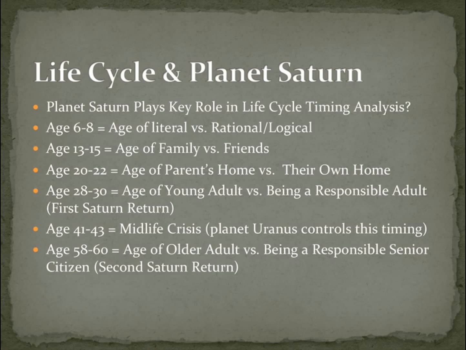Saturn, approximately every 7 years from the time a baby is born, signals through life-altering events when a person needs to move to the next level or stage in life. Between the ages 6 through 8, children have events that occur that will move them from being very literal about life to being more rational and logical. For example, a child is told at an early age that their gifts come from the Easter Bunny, Santa Claus, the Tooth Fairy, etc., etc.